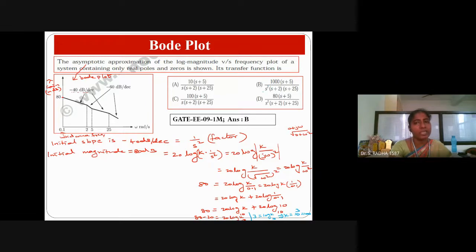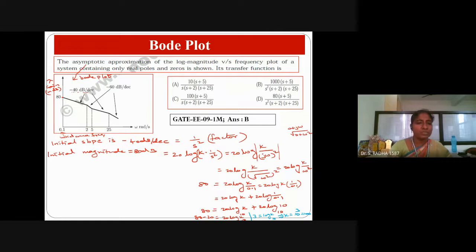S square is also there in the denominator. So maximum possible, S square is compulsory. So B or D can be the answer, because the first initial slope is minus 40, which is given by two factors in the denominator. It is touching the y-axis, so it is an integral factor. So 1 by s square is compulsory there. But when we calculated the k value, it is coming 1000, the constant k value, the open loop gain. The k value 1000 is present in option B. So option B is the answer.